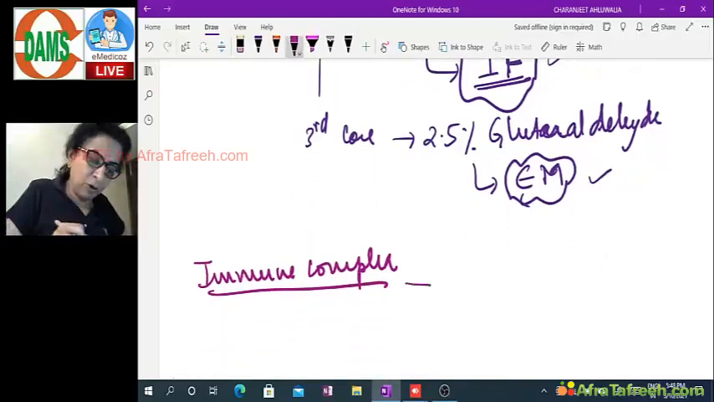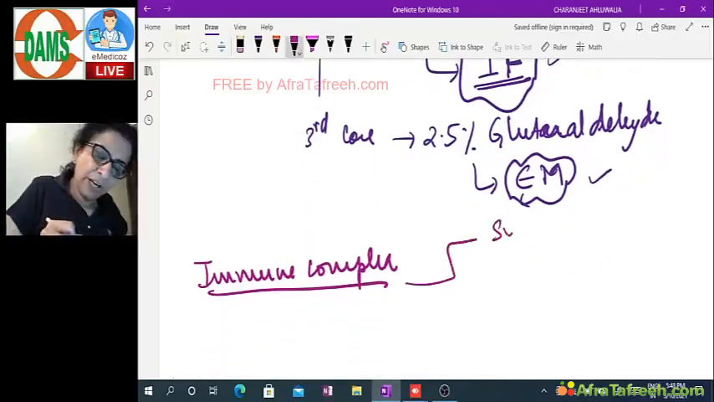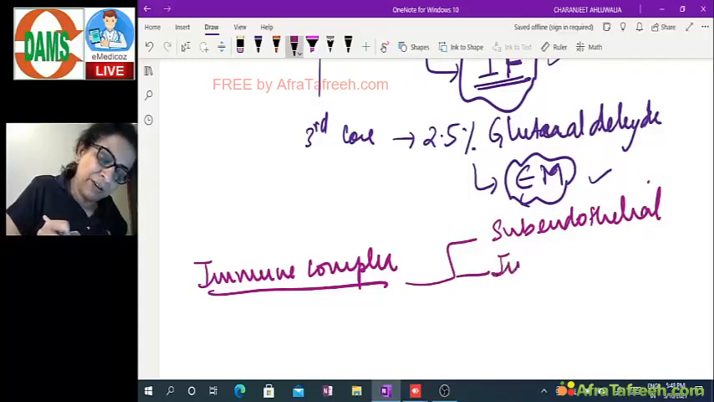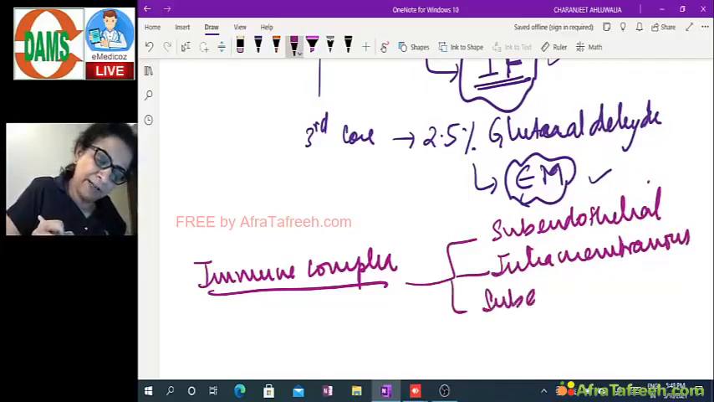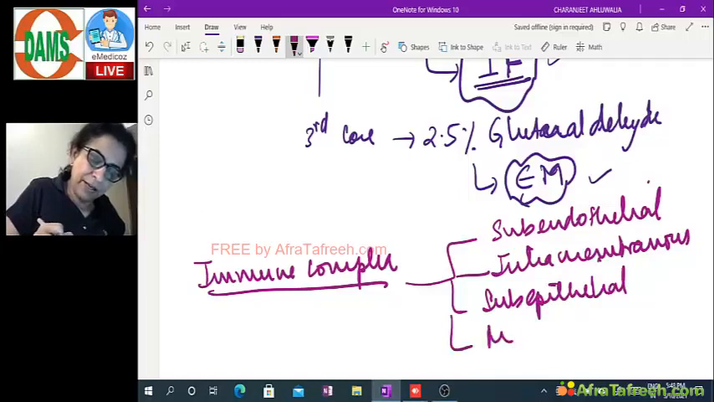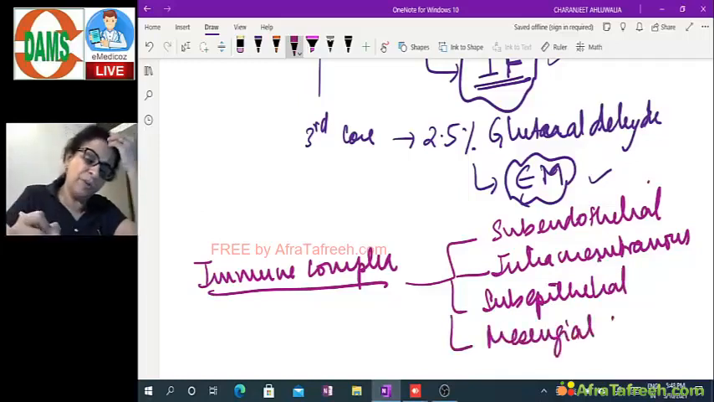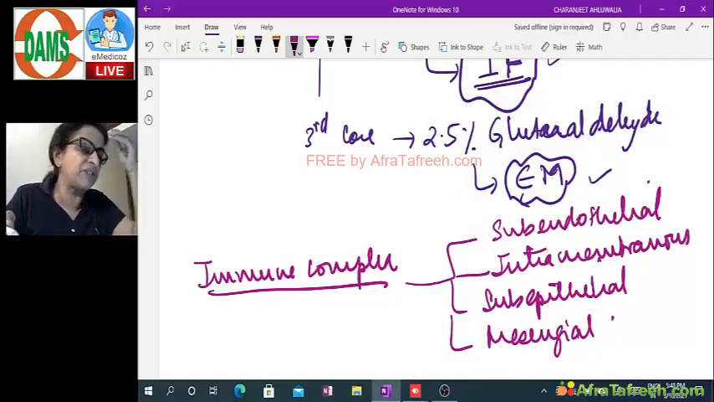Where all can the immune complexes be deposited? In some diseases, they are subendothelial. In some diseases, they are intramembranous. In some diseases, they are subepithelial. And in some diseases, they are mesangial. So, immune complexes deposition is subendothelial, intramembranous, subepithelial and mesangial deposits. These are 4 locations for deposits.